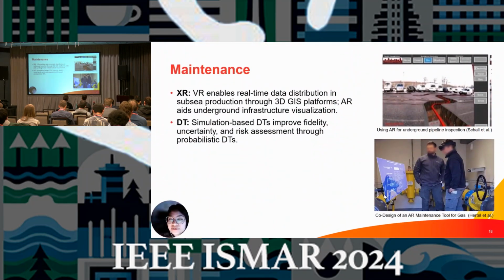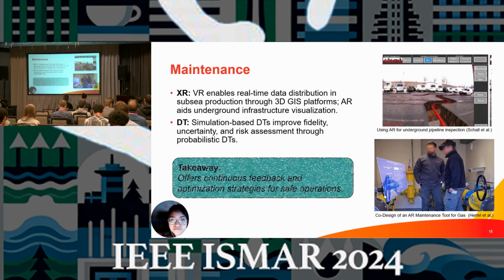In maintenance applications, Skoll et al. used augmented reality for on-site visualizations to improve surveying and planning workflows, enhancing the efficiency of underground pipeline inspections. Similarly, Hertel et al. developed an augmented reality prototype for gas pressure regulation stations, featuring expanding 3D models and digitized inspection forms to identify requirements, challenges, and improvements. These examples illustrate how extended reality and digital twins offer continuous feedback and optimization strategies for safe operations in maintenance applications.